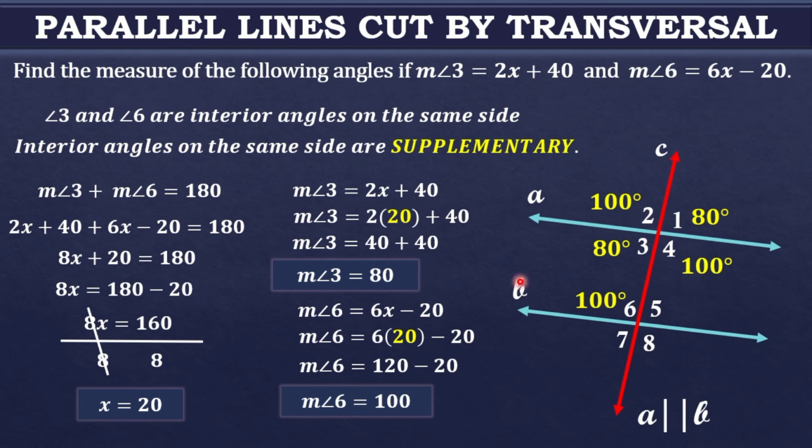Next, pwede mo apply ang corresponding, pwede mo i-apply ang alternate interior. So, kung alternate interior are congruent, ibig sabihin, this is also 80 degrees. Pwede mo i-apply ang vertical angles, that is 80 degrees. And then this one, vertical angles then. So, this is also 100 degrees. Okay? Let's have the last one.